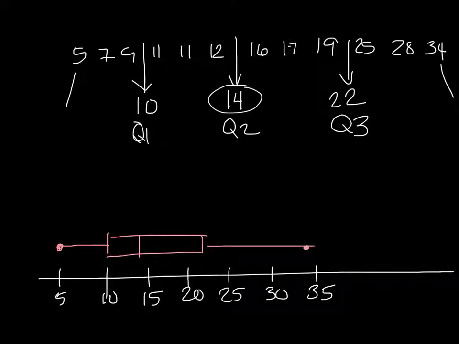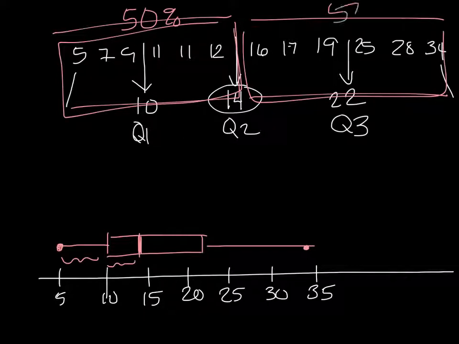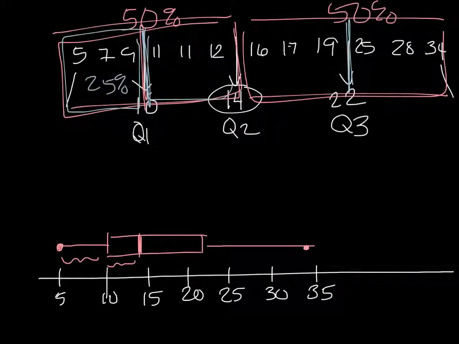Now the other thing that we worry about with box and whisker plots is what percentage we have in each little section. Remember, to get this one right here, we cut our data in half. So this half is half of my data, which is 50%, and this half is half my data, 50%. If I cut it in half again, this half will be half of 50%. This is 25%, and this half is 25%, and this half is 25%, and this half is 25%.